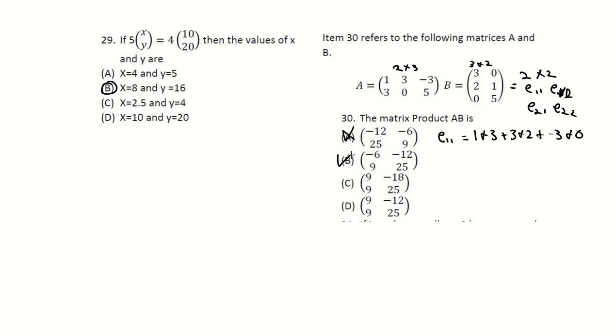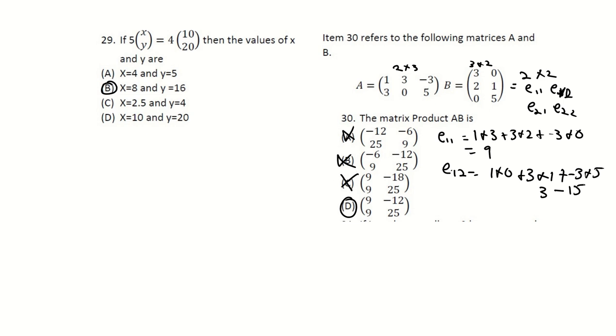So not this, not this. So you get 9 here. Then we're going to look at the one that is different, which is 8 in this position. So E12 would be row 1 by the second column, 1 by 0 plus 3 by 1 plus negative 3 by 5. That is 3 minus 15, which is negative 12. So the answer would be D. You're looking for negative 12, and that's what we got here. So that is how you would do this question.